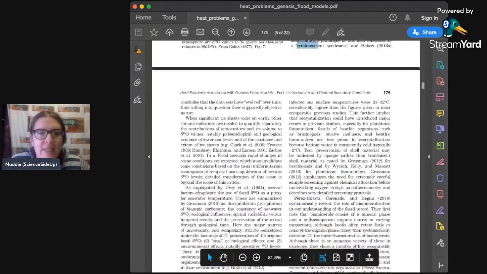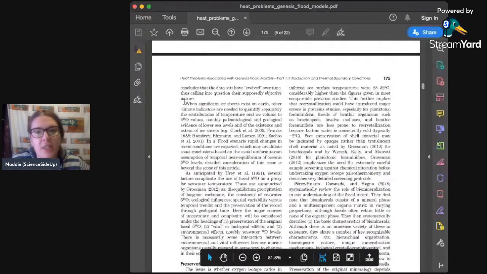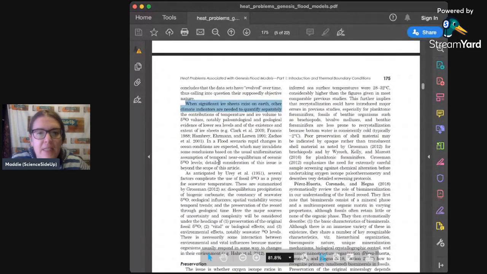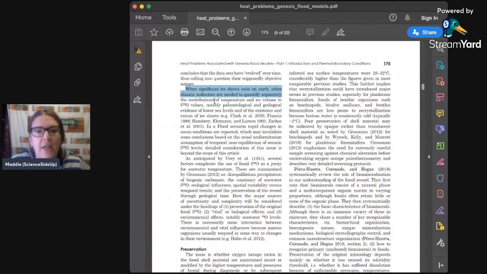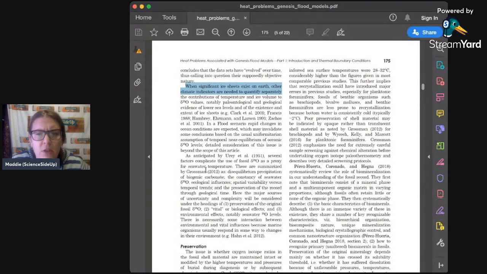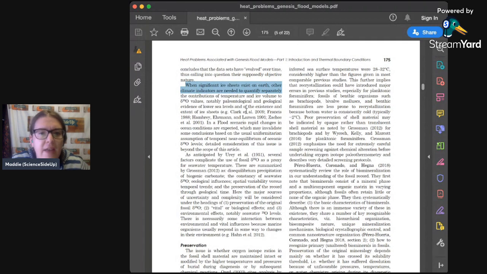When significant ice sheets exist on Earth, other climate indicators are needed to quantify separately the contributions of temperature and ice volume to oxygen 18 fraction values, notably paleontological and geological evidence of lower sea levels and the existence and extent of ice sheets. Cool.